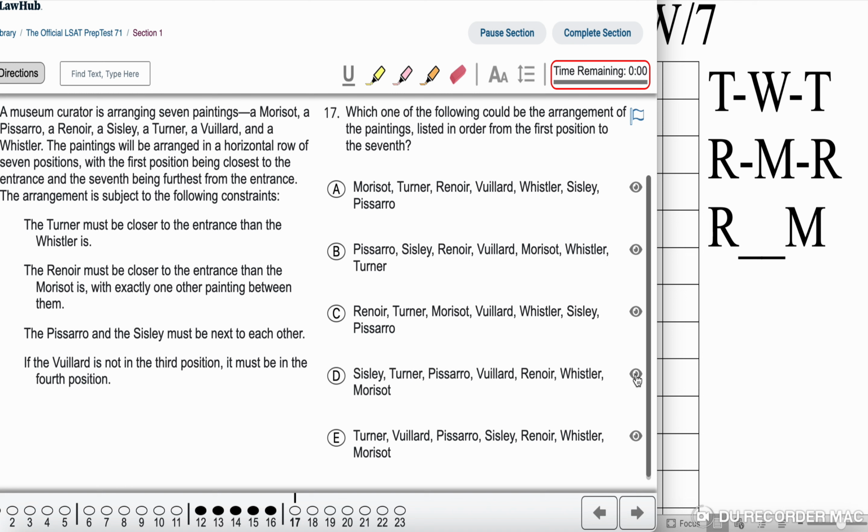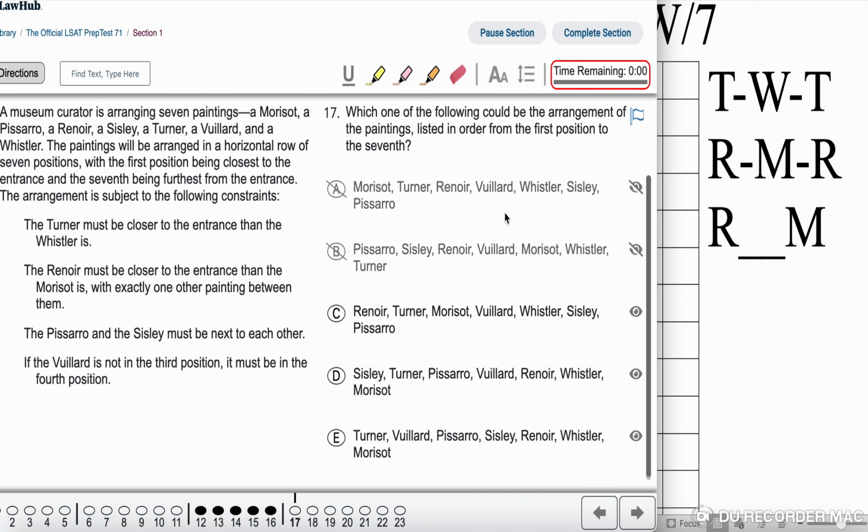So W cannot be before T. Here W is before T, so get rid of choice B. Now it's saying that R must be closer to the entrance than M. So we'll look for M closer. M is close to the entrance here, so get rid of choice A.